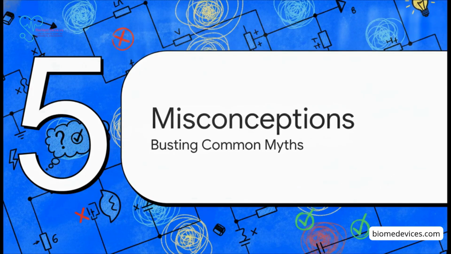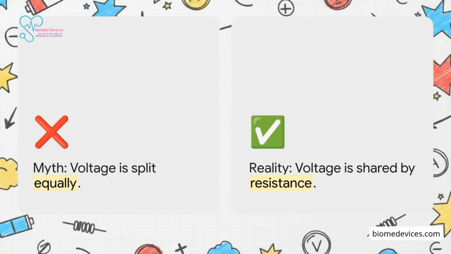Section 5. Busting circuit misconceptions. Before we wrap up, it's time to put on my careful professor hat. Let's bust 3 massive myths that students often bring into the lab. Myth 1. Students think current is always the same everywhere. The reality? It's only the same in a series circuit. In a parallel circuit, it divides.